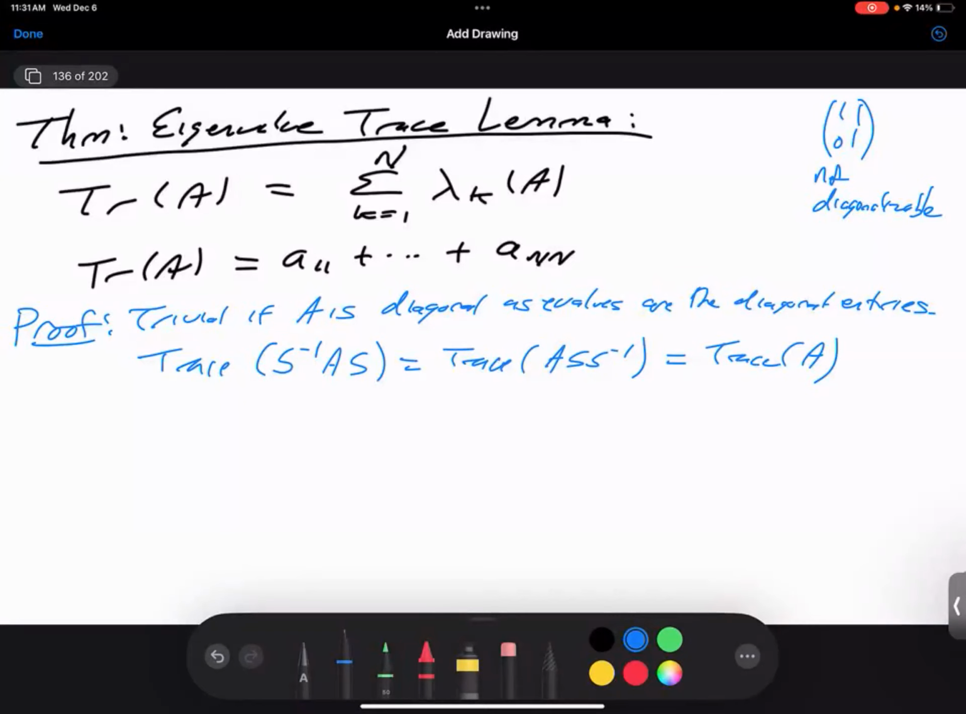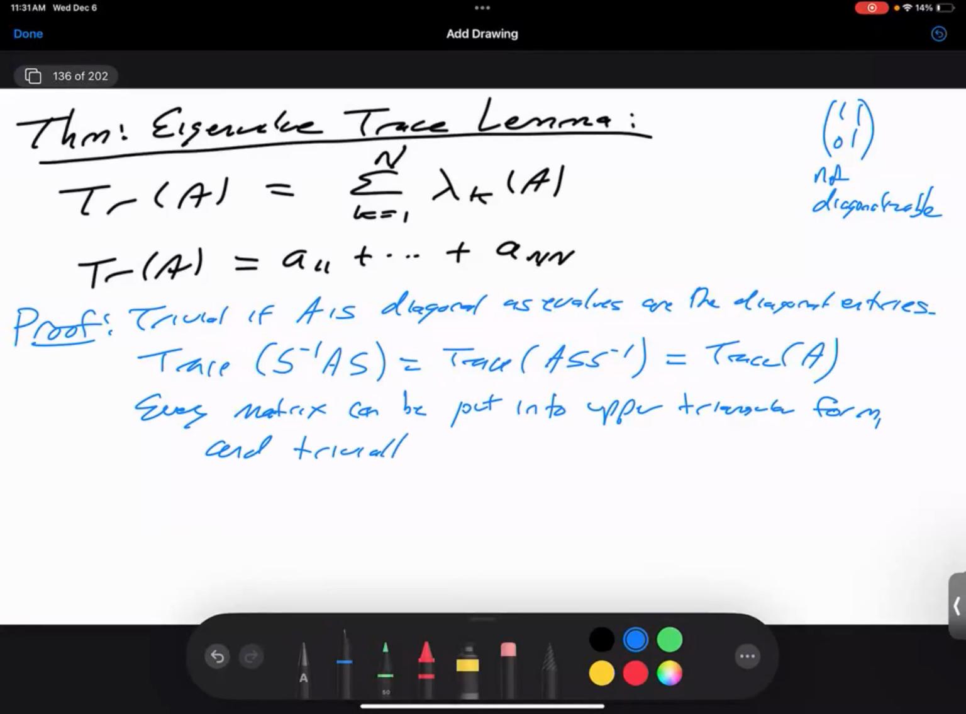There is Jordan canonical form, which is great, but there's actually something that's easier to work with than Jordan canonical form: upper triangular. Every matrix can be put into upper triangular form. And that's trivially true there.